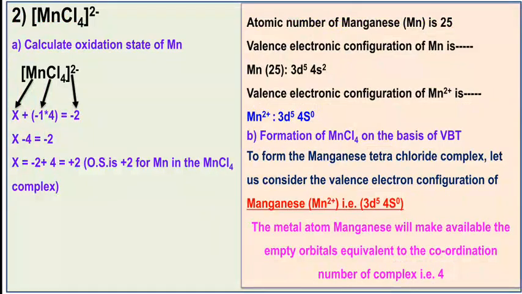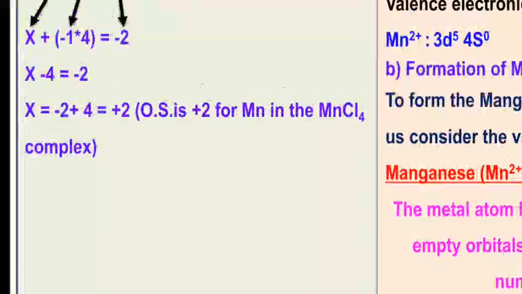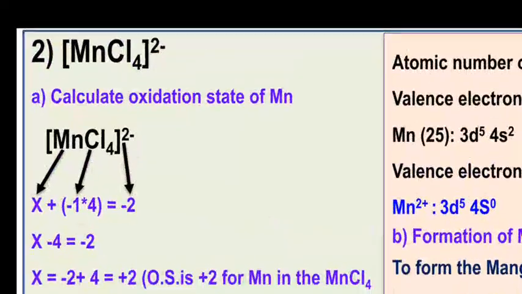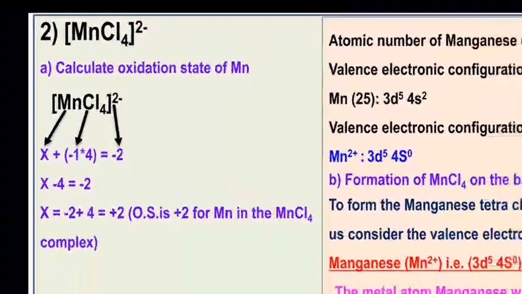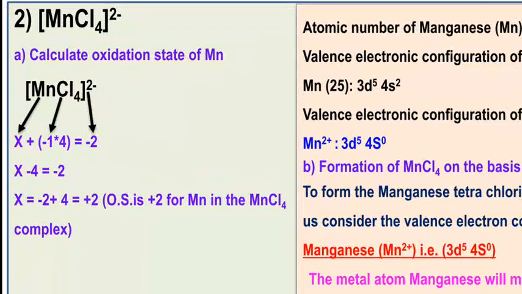At the same time we can see another example that is based on the valence bond theory. Give the structure, or give the bonding and magnetic property, with the help of valence bond theory for the MnCl4 complex. Again, in every question of this type, what is the important point? We have to calculate the oxidation state of the central metal atom. So here is the complex, that is MnCl4 2 minus.